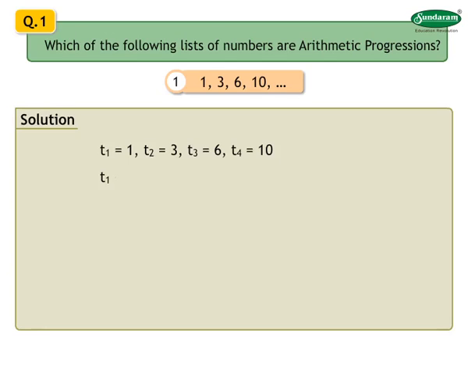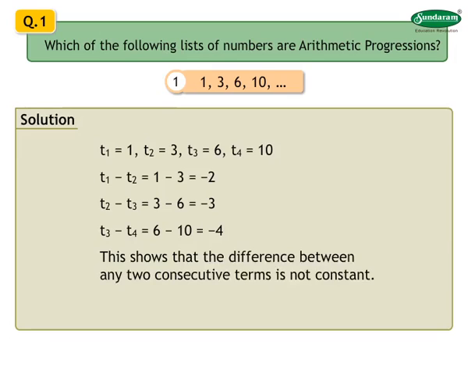10. T1 minus T2 is equal to 1 minus 3 is equal to minus 2. T2 minus T3 is equal to 3 minus 6 is equal to minus 3. T3 minus T4 is equal to 6 minus 10 is equal to minus 4. This shows that the difference between any two consecutive terms is not constant. Hence, the given sequence is not an AP.